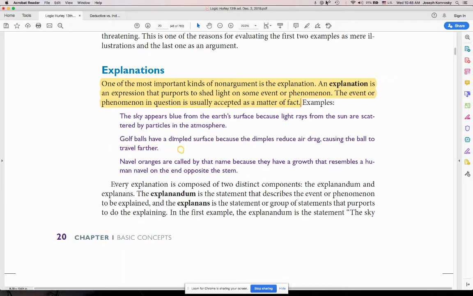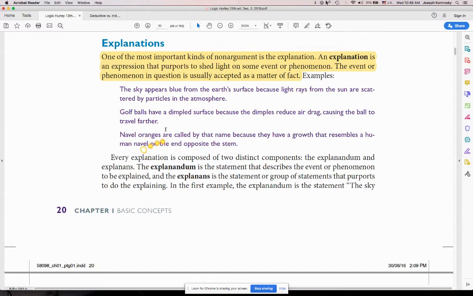Golf balls have dimpled surfaces, right? That's just a fact. We can look at it, we can see it. Because, and then there's an explanation of why this is the case, right? So I would say that word because, if you see these, could be an argument, could be an explanation. Find out what's going on. If it's just a matter of fact and they're explaining it, that's an explanation. It's not an argument, okay?